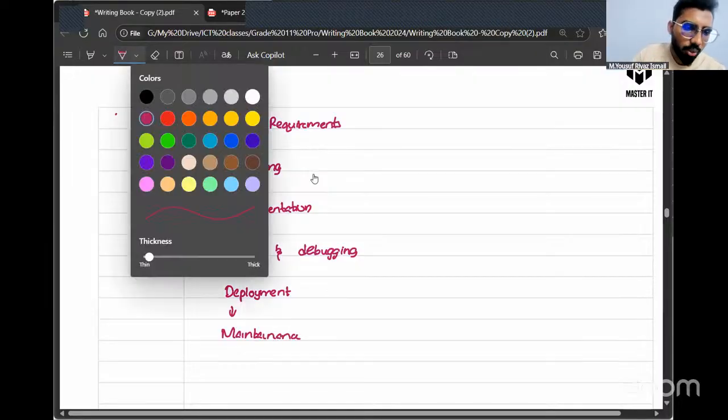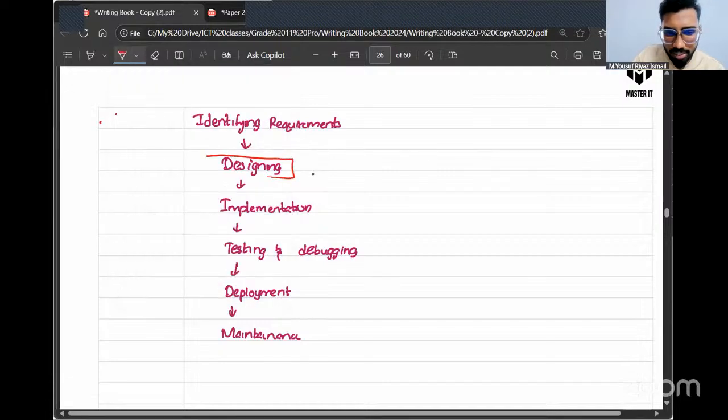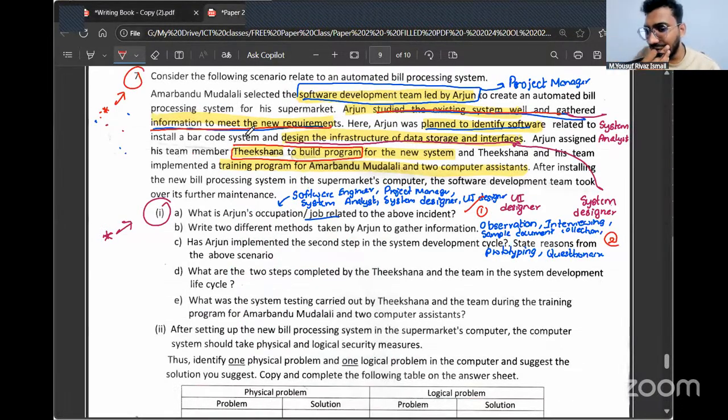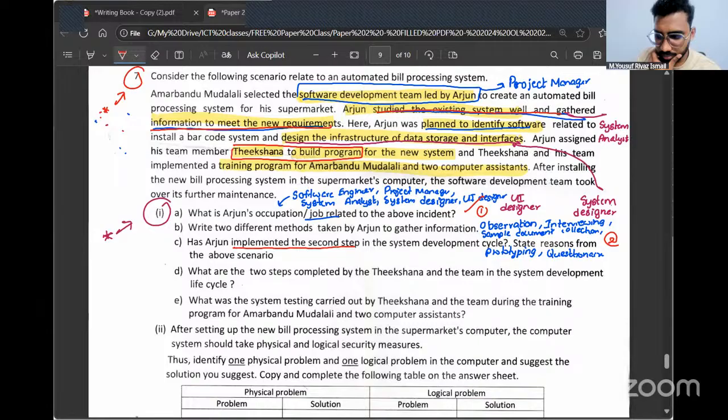Now in that question, they're asking, have they completed the second phase? What is the second phase? The designing phase. Look at the question and tell me your opinion. Have they implemented the second step? Yes or no? Exactly. If you read the question properly, they mentioned that Arjun planned to identify software for installing barcode. After that they mentioned designing the infrastructure of data storage and interface. So therefore, the answer is going to be yes.